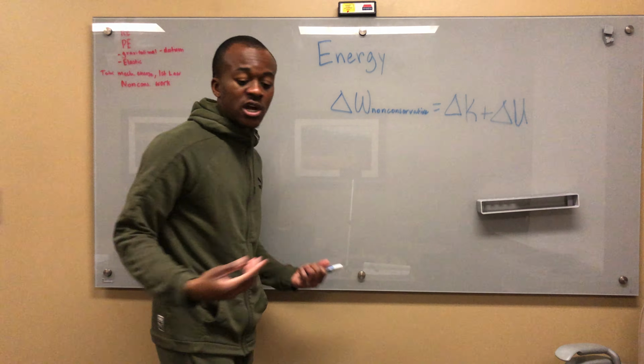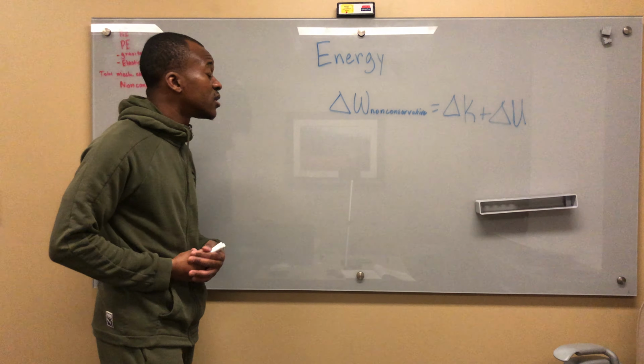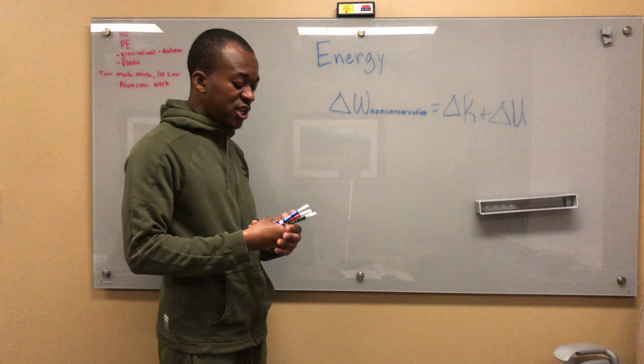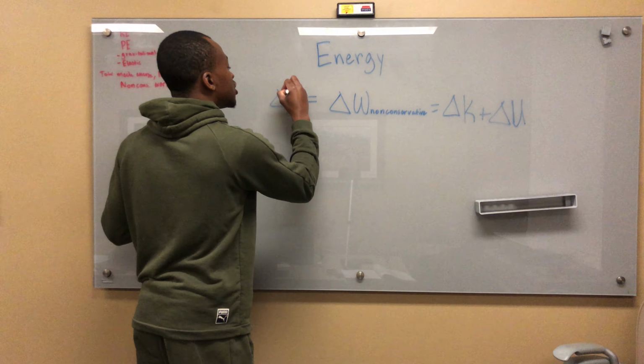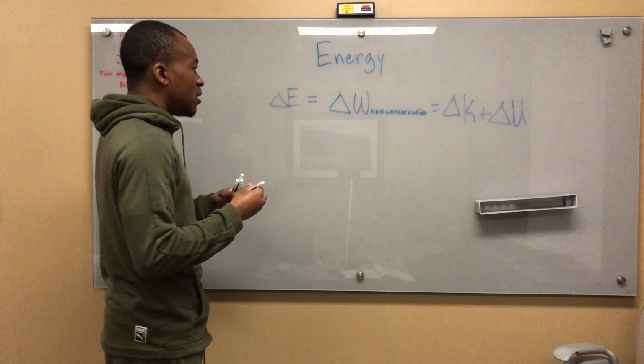Let me see if there's anything that I missed. Don't believe so. Pretty straightforward. You can add these up to get your total change in non-conservative work, which is also equal to the total change in energy of a system, right? You just add them up together.